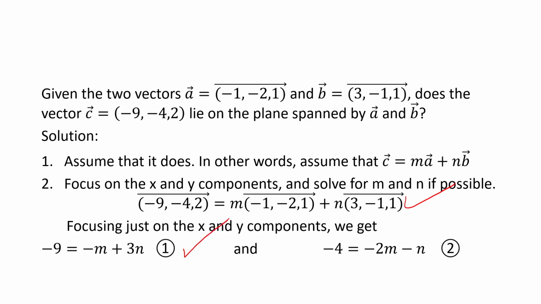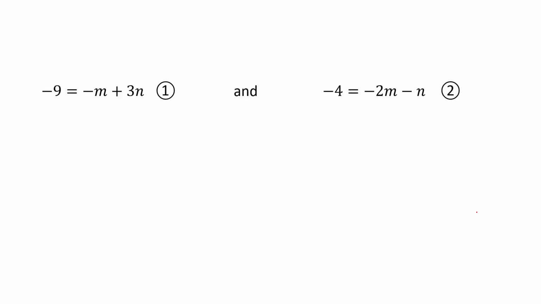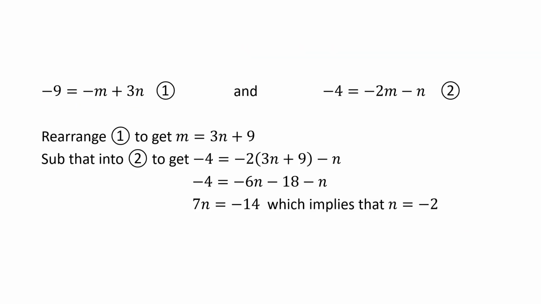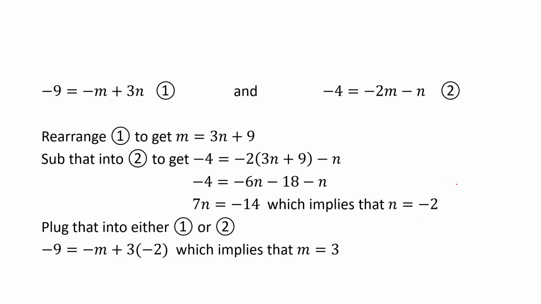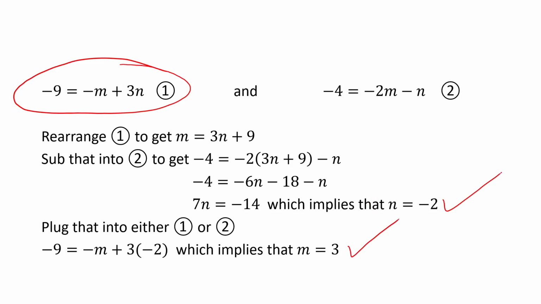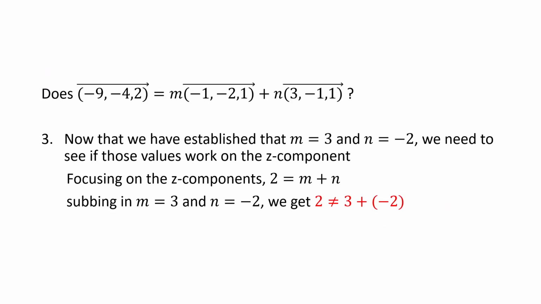We'll come up with an equation from our x components and an equation from our y components. We'll have two equations, two unknowns, just like we did a couple minutes ago. We'll rearrange one to isolate one of the variables, and we'll ultimately know that n is -2. We'll plug that n value of -2 into either one of the original equations, and we'll get that m is 3, just like before. Now we test on the z components: 2 equals m times 1 plus n times 1.